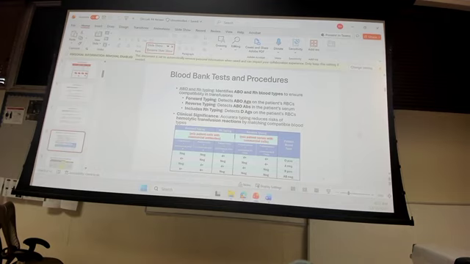Their A cells would be negative, and then their B cells would be positive, right? And you know that that person's blood type is A, and if it's Rh negative, then they're A negative, okay?